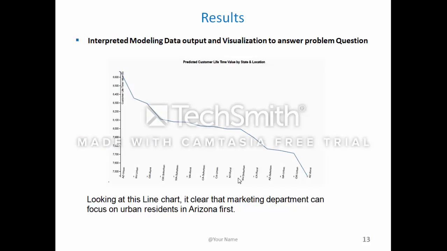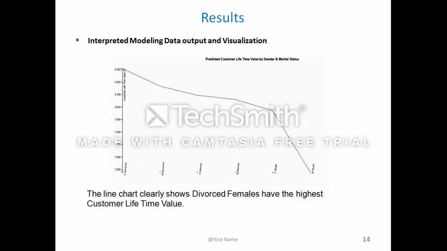Let's look at the line chart produced by D3. Urban residents of Arizona seem to have the highest predicted CLV, and marketing department can use this information to develop their marketing plan. Next is urban folks in Nevada, and rural people in Arizona will bring the least CLV.